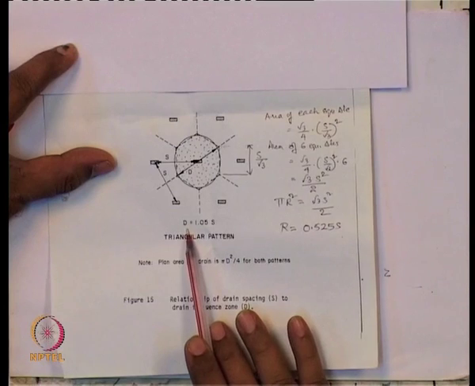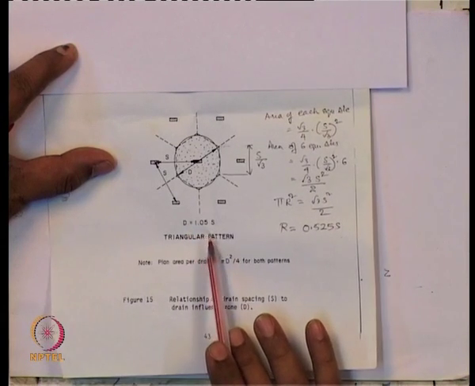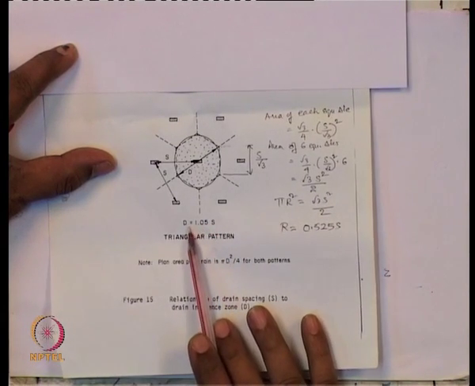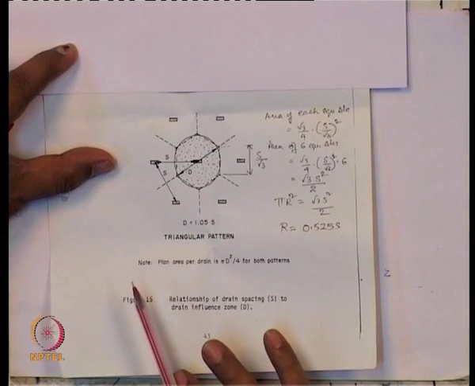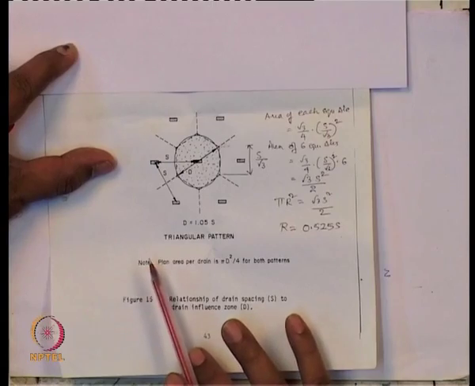So this is d is equal to 1.05 s. If you look into this, this is the equivalent diameter. Out of the two layouts which we have discussed, the square layout and the triangular layout, the triangular layout was found to be efficient in inducing uniform consolidation to the soil.